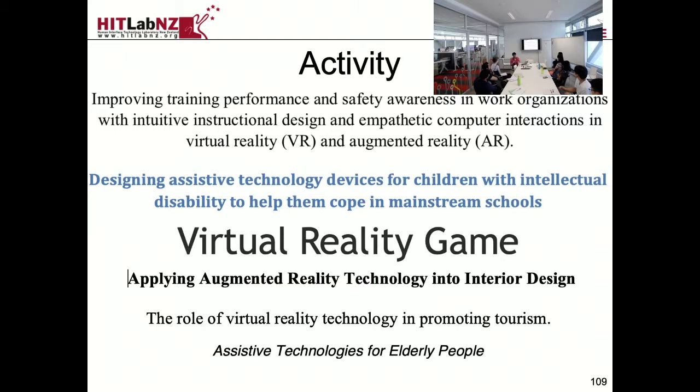One student wanted to focus on the adult group, one student wanted to focus on very young people, but they have a different aspect, which is intellectual disability. So the scope is very specified, which is good. And then improving training performance and safety. Yeah, training performance and safety awareness in work organization.